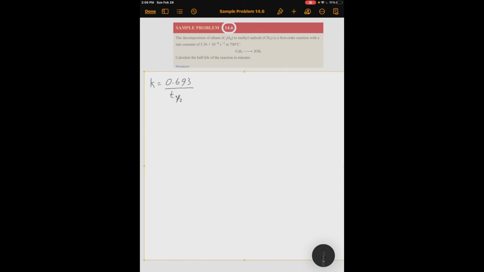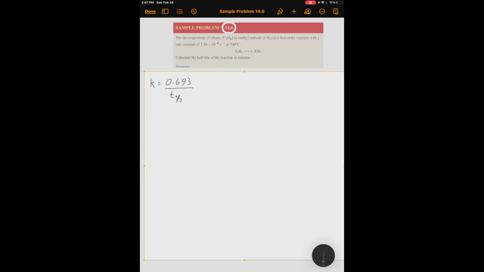Okay, this is sample problem 14.6. The decomposition of ethane, C2H6, to methyl radicals, CH3, is a first-order reaction with a rate constant of 5.36 times 10 to the negative 4 reciprocal seconds at 700 degrees Celsius. Calculate the half-life of the reaction in minutes, okay, not in seconds, but in minutes.